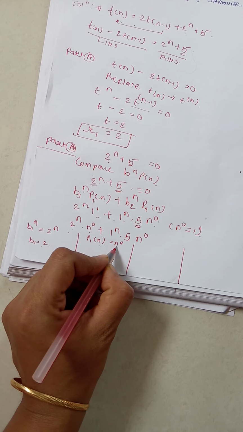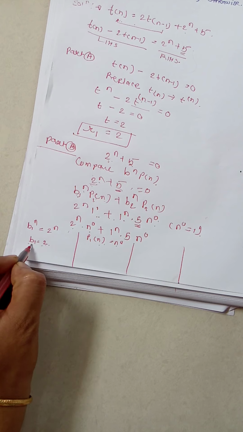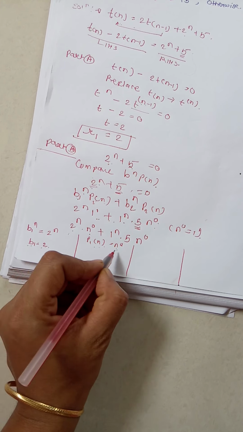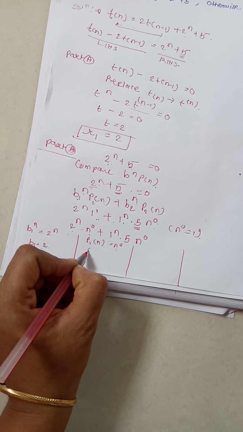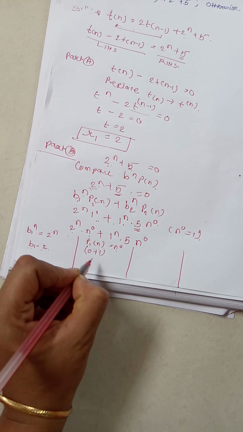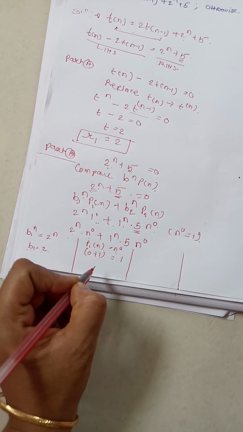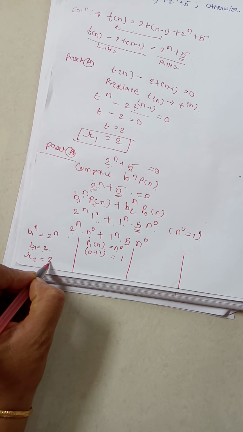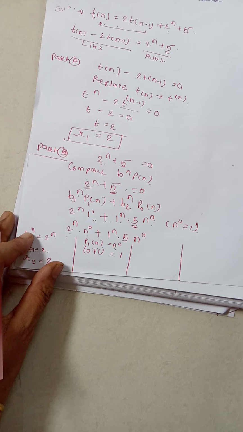How many times the root will be repeated depends on the degree of the polynomial term. The degree of the polynomial term is 0. That's why 0 plus 1 time I will repeat the root. Fine. So 1 time I have to repeat the root. That's why r2 is equal to 2.